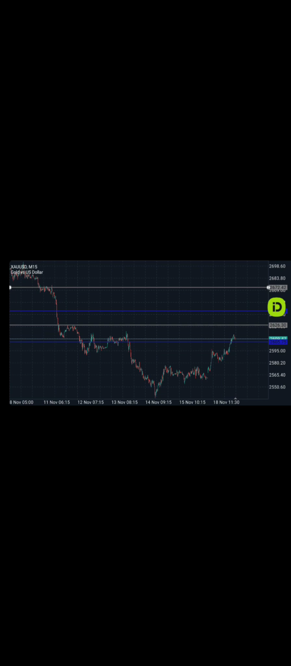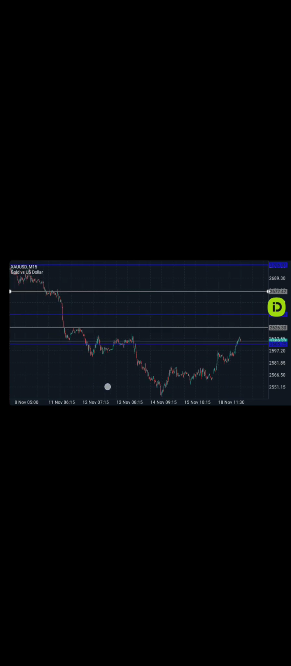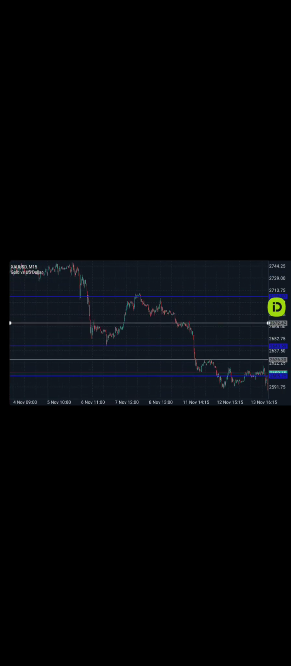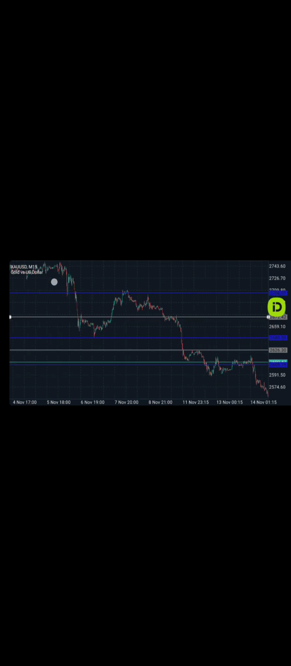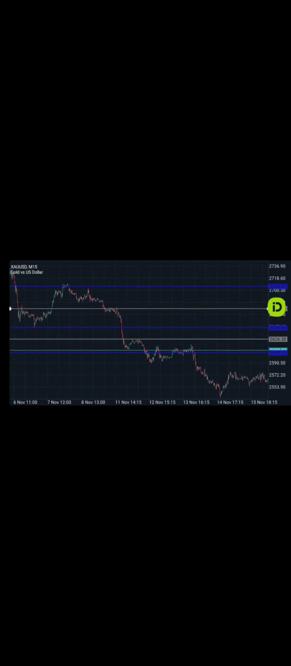So for you guys to master this, you need to keep practicing. You just need to keep plotting your levels, and then just mark the points where the market hit and it bounced, or where the market got resistance from. And then as you trade your demo accounts, you just have to test these strategies.